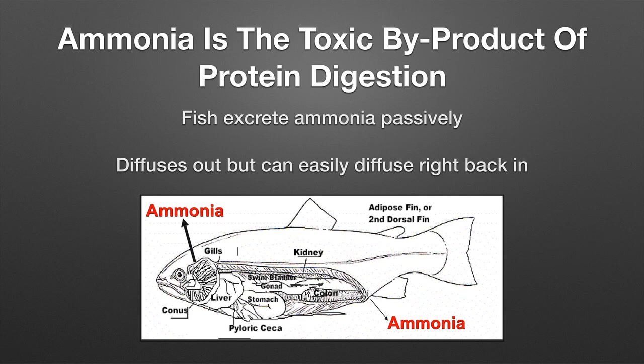Ammonia is the toxic byproduct of protein digestion. Fish excrete ammonia passively through the gills, and the majority of the ammonia is excreted through the gills. This is a very efficient system. However, if the ammonia in the culture tank attains a very high rate, then the ammonia can also diffuse back into the fish from the culture water.